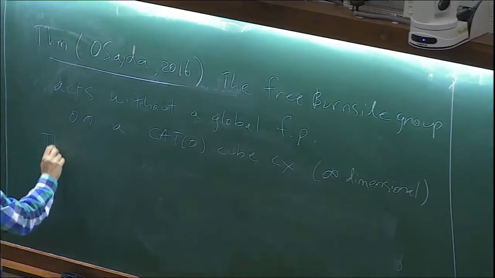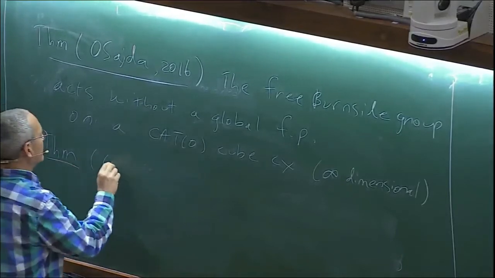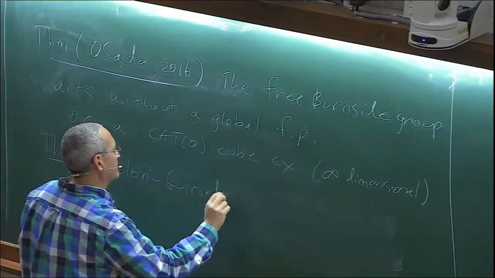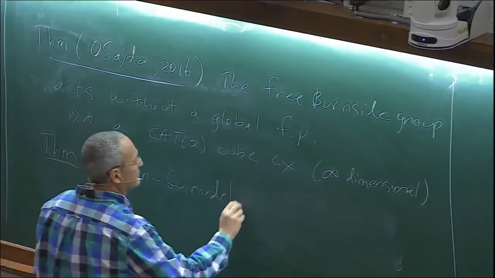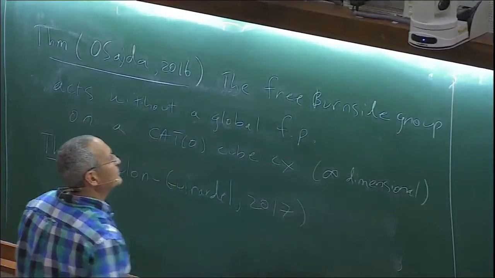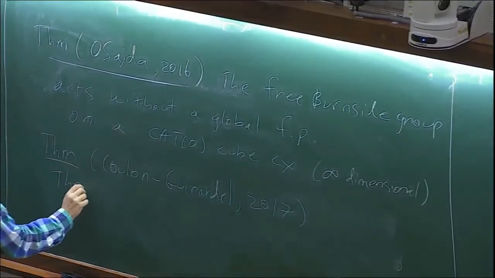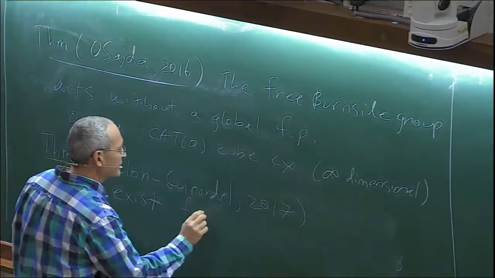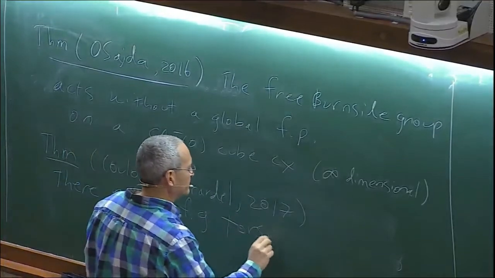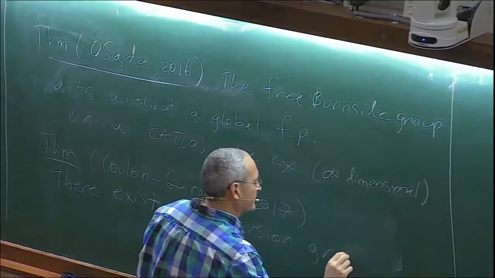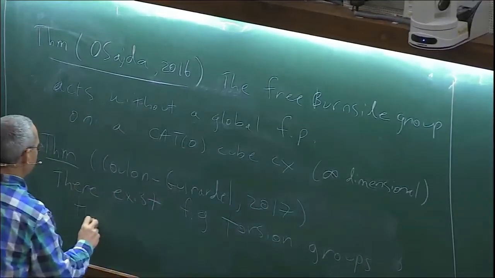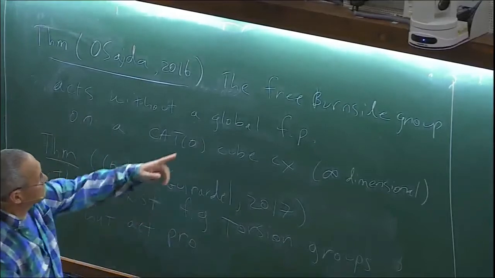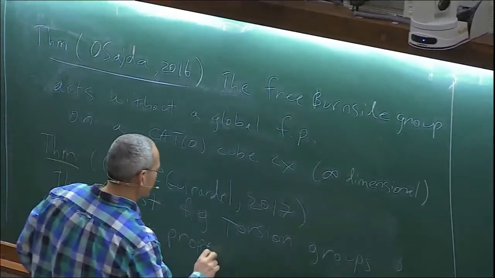And then this is very recently, Coulon and Gillardel. So this is this year. So there exist finitely generated torsion groups that act properly. So that's even, right? That's stronger than no global fixed point, really.